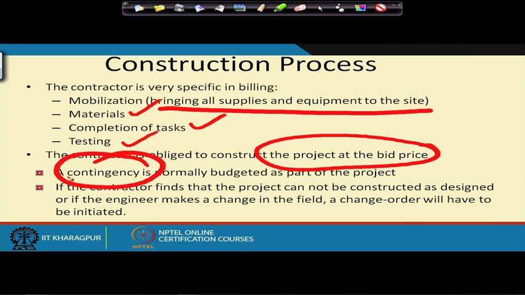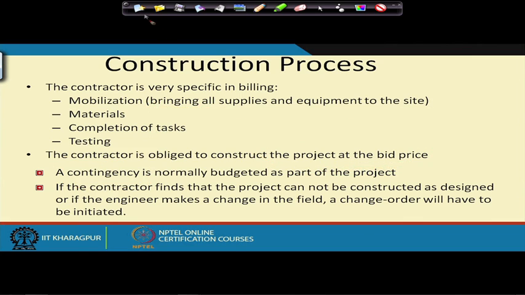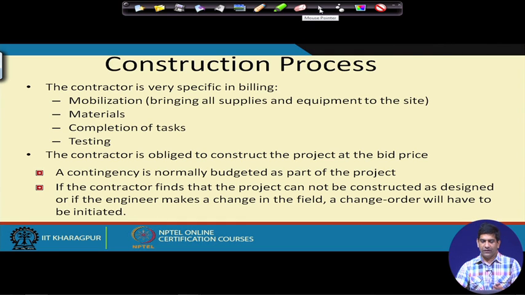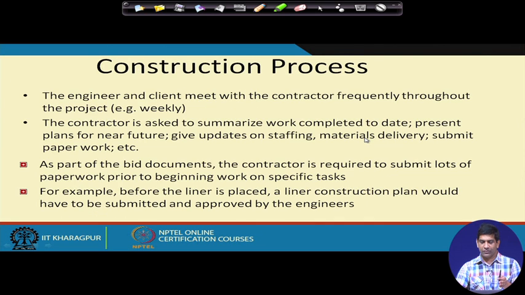If the contractor finds that the project cannot be constructed as designed, or if the engineer makes changes in the field, a change order will have to be there. So you have to initiate a change order. Because of any change in design based on what was submitted earlier as part of the bid package, the construction company has the right to go for a change order, and if the change order is approved, they will have some additional cost for that.